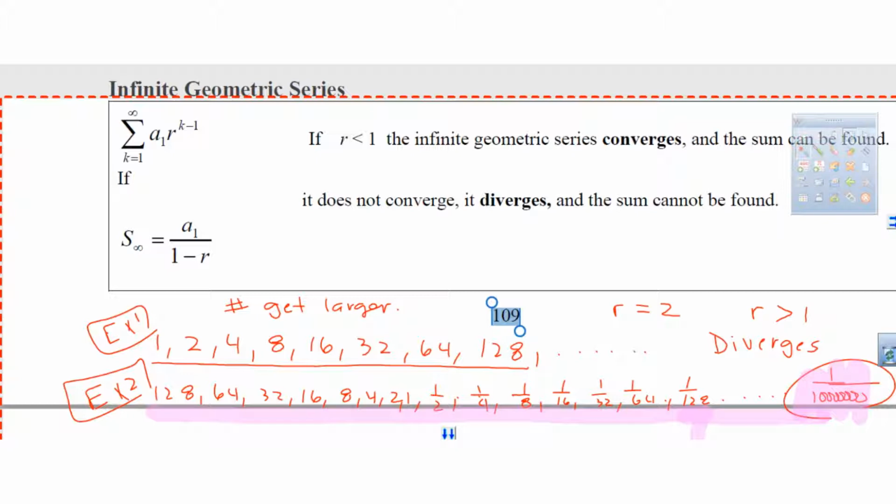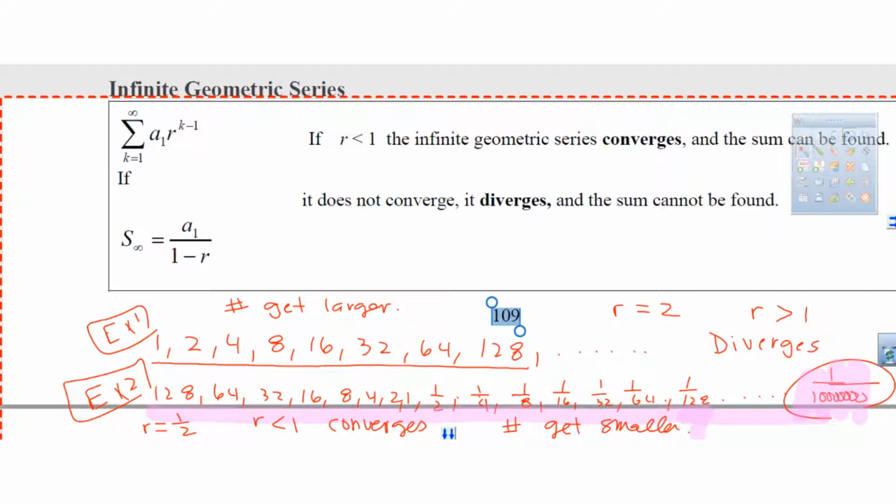Okay? So can you do this one? Yeah, you can. The ratio on this problem right here, guys, is 1/2, and your ratio is less than 1. So it converges. Another way you can tell that it converges is the numbers get smaller. If the numbers are getting smaller, it's converging. What are the numbers converging upon? Converging means going to. What are they getting closer and closer to? 0 is exactly right.